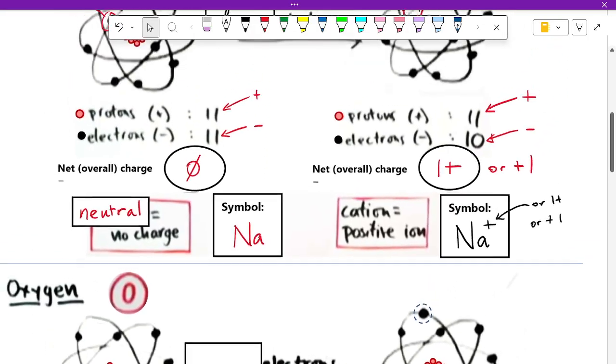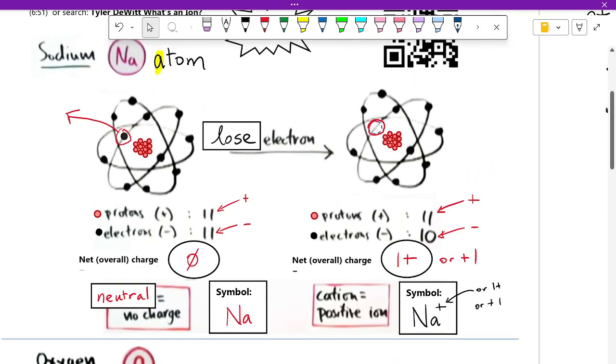And instead of being an atom, that's now no longer a sodium atom. This is now an ion. Atom has no charge, ion has a charge.